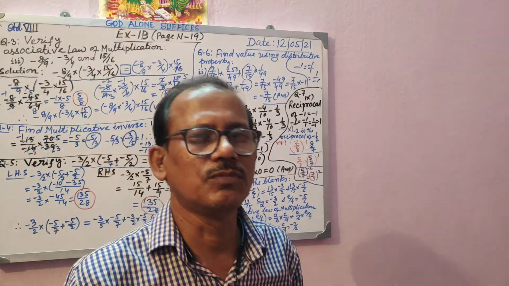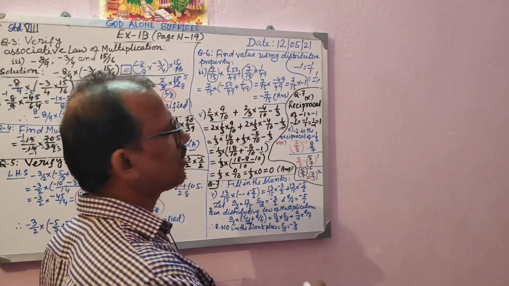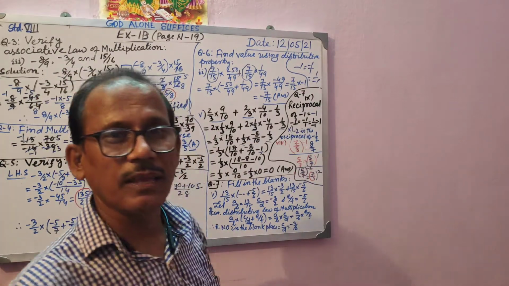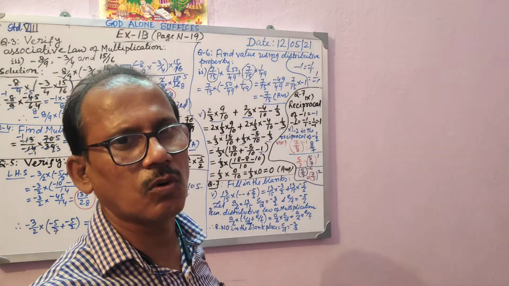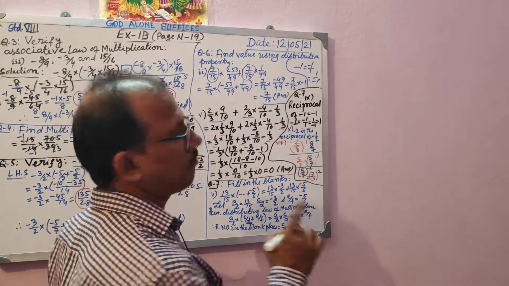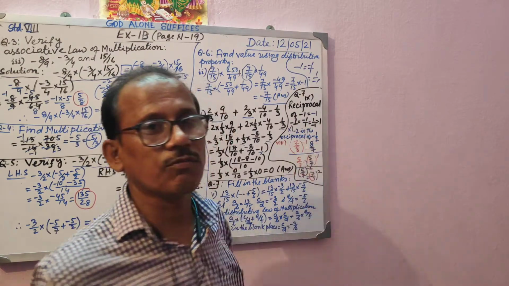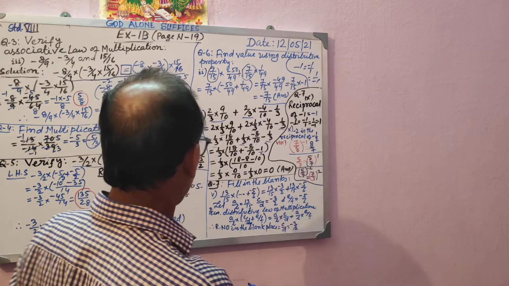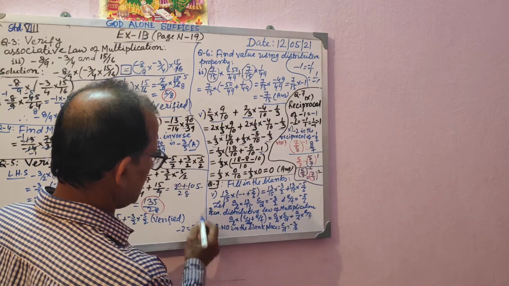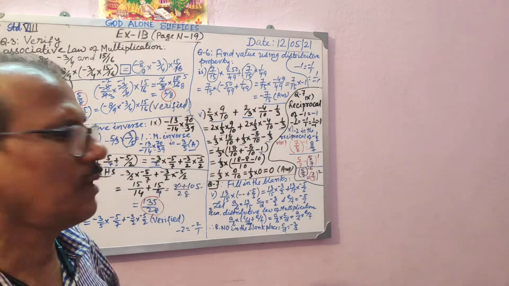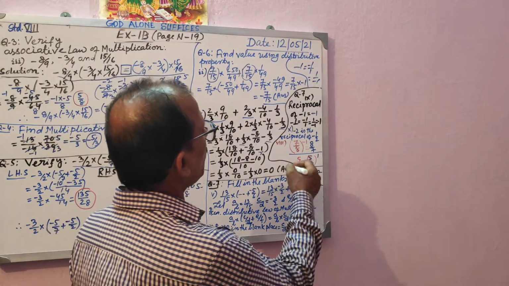There is no reciprocal of 0. 0 cannot have any reciprocal, because 0 by something can be defined, but something by 0 cannot be defined. That is why 0 won't have any reciprocal. Make a note. So question number 10, minus 2 is the reciprocal of what? Minus 2 is minus 2 by 1. Reciprocal will be 1 by minus 2, that is minus half. Could you understand?